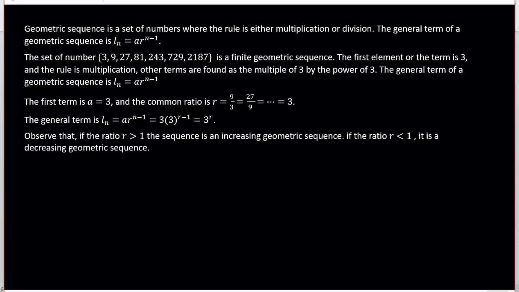Now we have some observations. If our r is greater than 1, the sequence is an increasing geometric sequence. If the ratio is less than 1, then it is a decreasing geometric sequence.